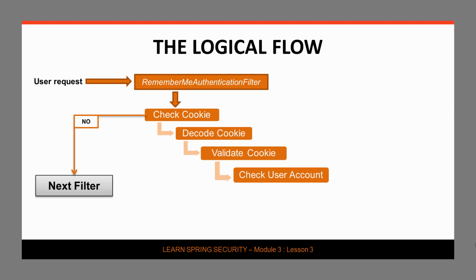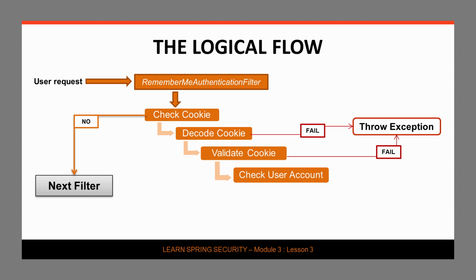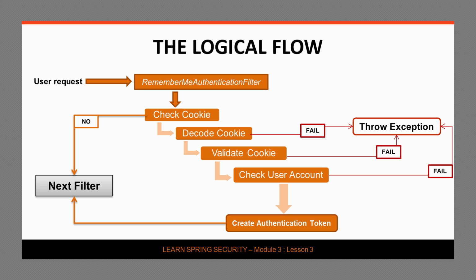If, however, the cookie does exist, then we're moving on to decoding that cookie. Now, if the decoding of the cookie fails, then we're going to throw an exception. And of course, if the decoding succeeds, we are going to move on to the next step, which is going to be validating the cookie, and more specifically, checking the MD5 signature of that cookie. If that check fails, we're of course going to end up throwing the exception again. And if that check succeeds, we are going to move to the next step, which is going to be checking the user account and essentially performing authentication. As expected, if that last check fails, we'll also throw an exception. And if it succeeds, we're going to move on to creating and of course persisting the authentication token in the database as we've just seen. And after that point, the next filter in the chain starts running.